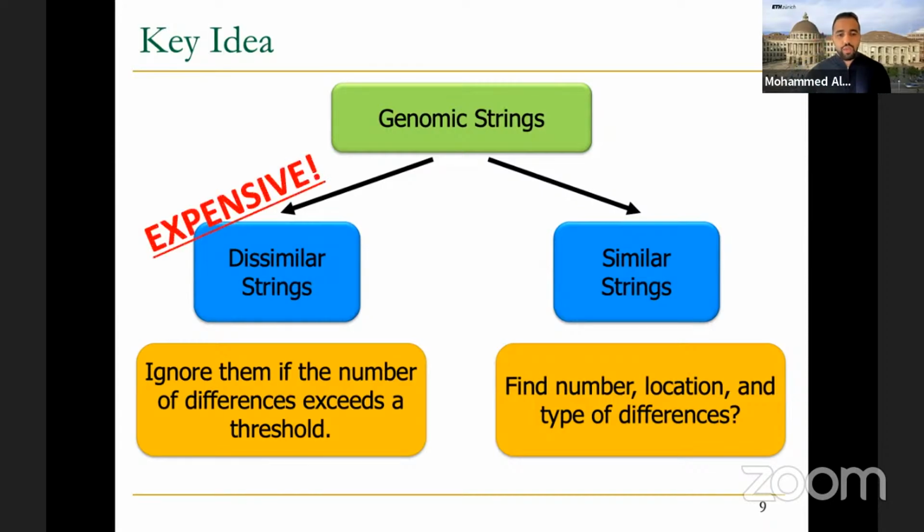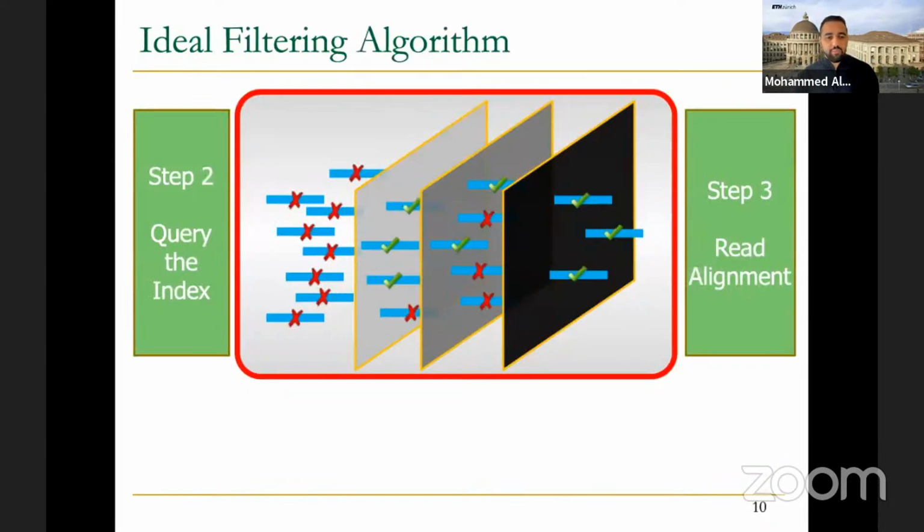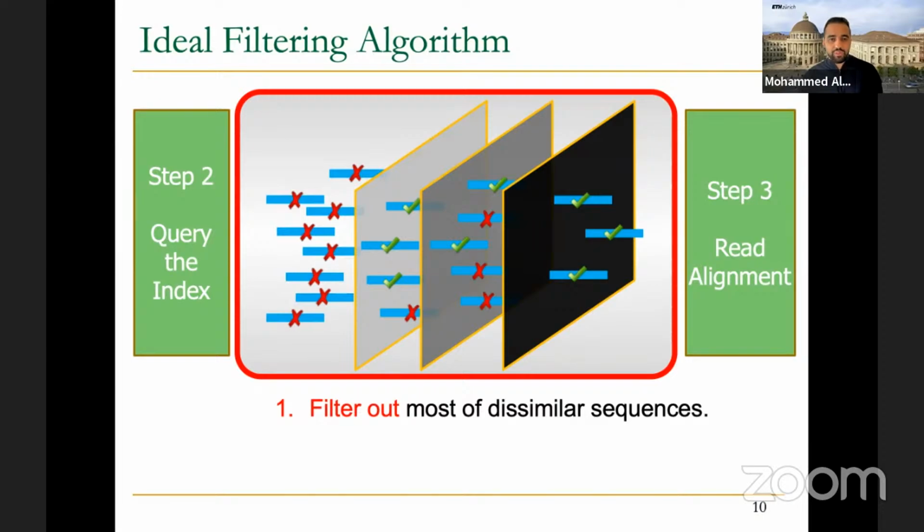Okay, so the GateKeeper is basically a filter that can tell you whether these sequences have a number of differences that is less or above a threshold. For an ideal filter, we would like to have three properties, and these three properties all together should be satisfied in any filter. The first one is we would like to filter out most of the dissimilar sequences. And I said most of, but not all of it, because this is a filter, right?